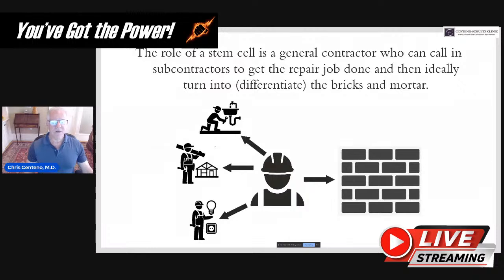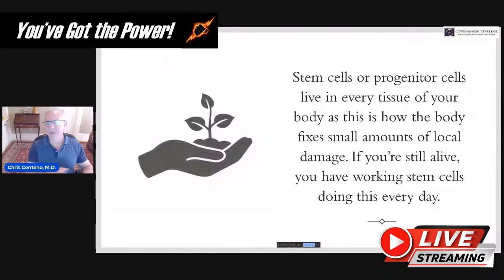So the first is that the role of a stem cell is a general contractor who can call in the subcontractors, meaning other cells, to get the repair job done, and then ideally turn into or differentiate into the bricks and the mortar. So it's kind of a strange duality. Now, stem or progenitor cells live in every tissue of your body, and this is how your body fixes small amounts of local damage. If you're still alive, you have working stem cells that are doing this every single day.